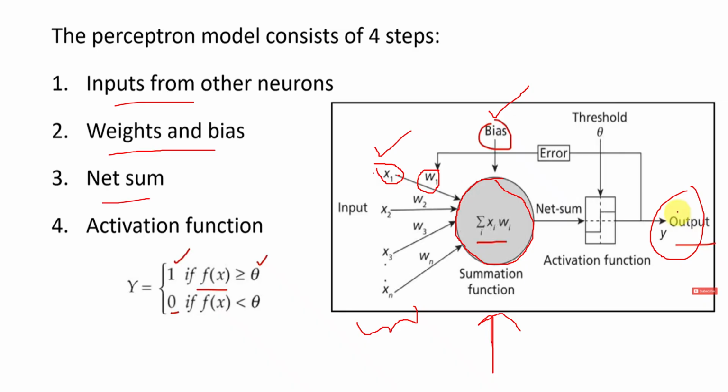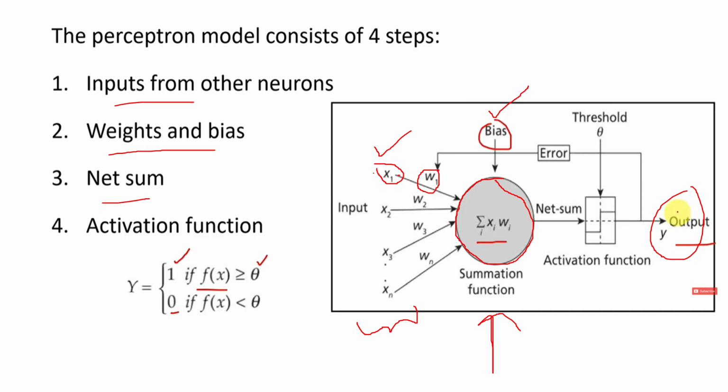That is a net sum. Net sum means we multiply x1 into w1. We find the product of these inputs and weights, and then we take the sum of it. That is x1 into w1 plus x2 into w2 plus x3 into w3 plus etc., xn into wn. That is the summation, or the net sum input. That is sigma i xi wi, which indicates x1 w1 plus x2 w2 plus x3 w3 plus etc. So we perform the summation function here, and we get a net sum.